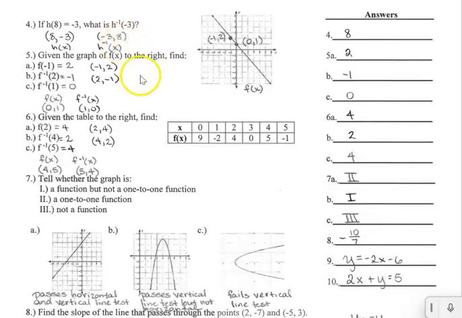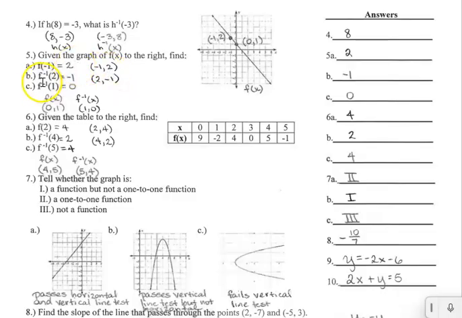All right, then for number 5, it says use this graph over here to the right. And they ask us to find, first off, f(-1). So we're going to come over here to where x is -1, and we're going to go up and see our y value is 2. So that would be the point (-1, 2). So f(-1) is 2.